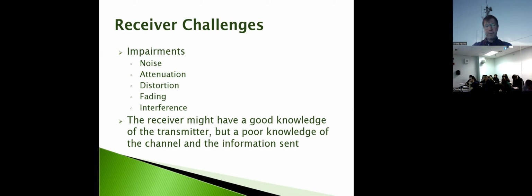So the receiver might have a good knowledge of the transmitter, but a poor knowledge of the channel and these impairments associated with the channel. And as we noted before, it has a poor knowledge of the information that's sent. Otherwise, there wouldn't be a need to send it, right? So it doesn't know the information being sent. It might know the set of symbols that are possible to send, but it doesn't know which particular one was sent at a particular time.